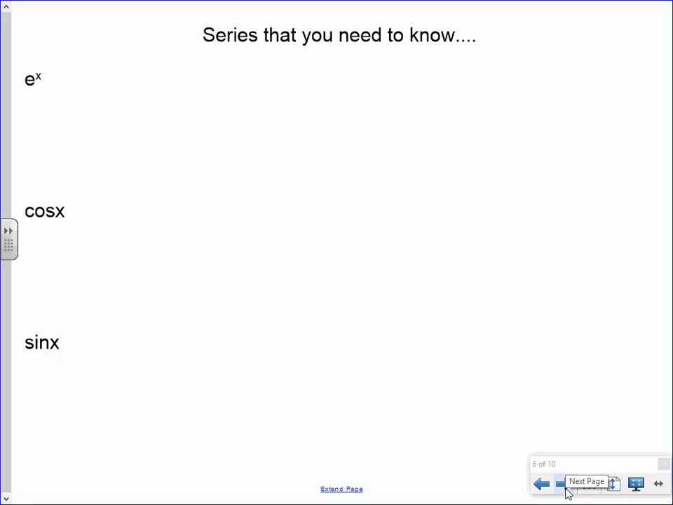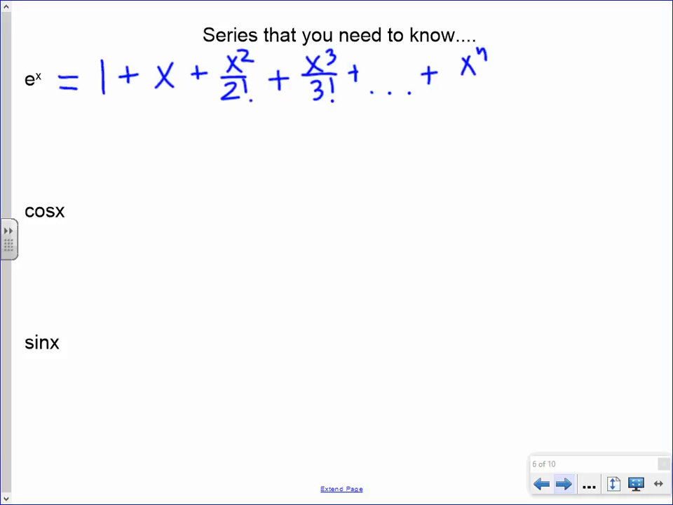Okay? E to the x. E to the x at 0 is 1. What's the derivative at 0? What's the second derivative at 0? What's the third derivative at 0? So, in general, we can write x to the n over n factorial for our series.